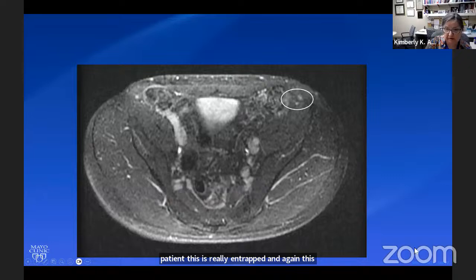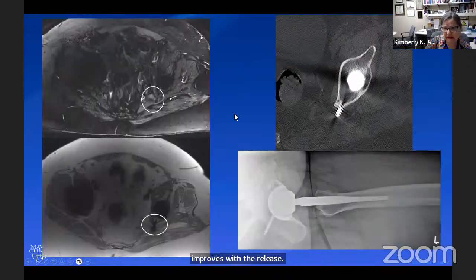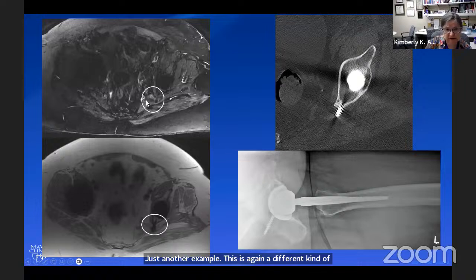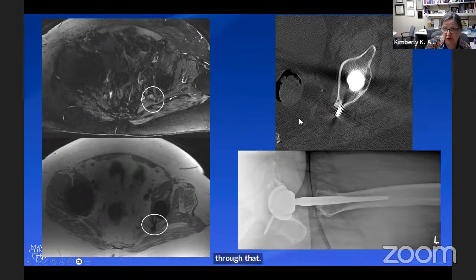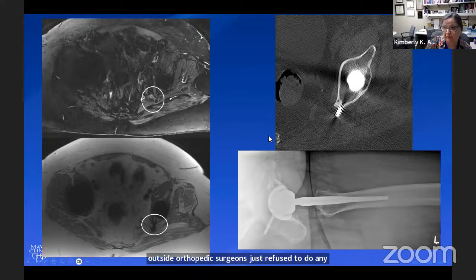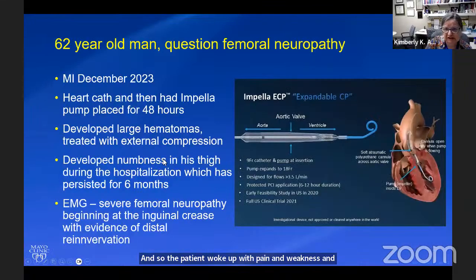Just another example. This is, again, a different kind of entrapment neuropathy, and I would say we're seeing this more and more. This is the sciatic nerve. It's very bright. It stands out. There's denervation change in the gluteus muscles, and you can see there's a screw actually going right through that. This was an outside case that was referred to us, and the outside orthopedic surgeons just refused to do any cross-sectional imaging on this at all. And so the patient woke up with pain and weakness, and the screw was removed, and there was neurolysis, and this actually got better.